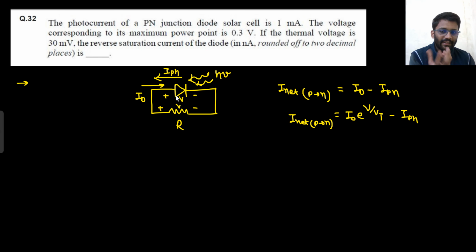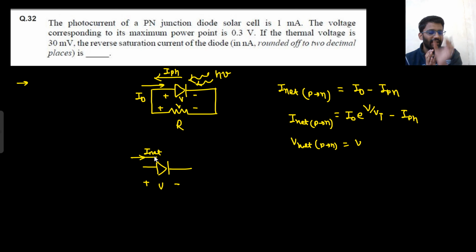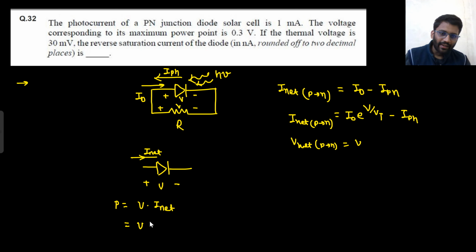And what is the V net? V net is V only, from P to N. So across the diode, this is my voltage V and the current flowing is I net. So what will be my power? Power will be V into I net. What is I net? I naught e to the power V upon Vt minus IPH. Now I just need to maximize this one.